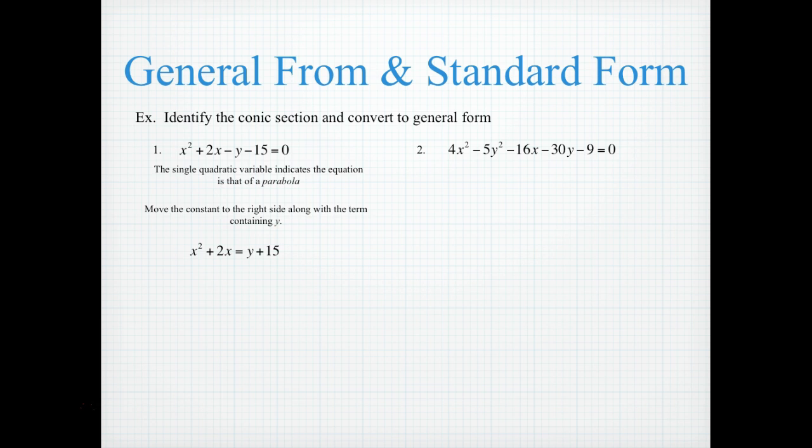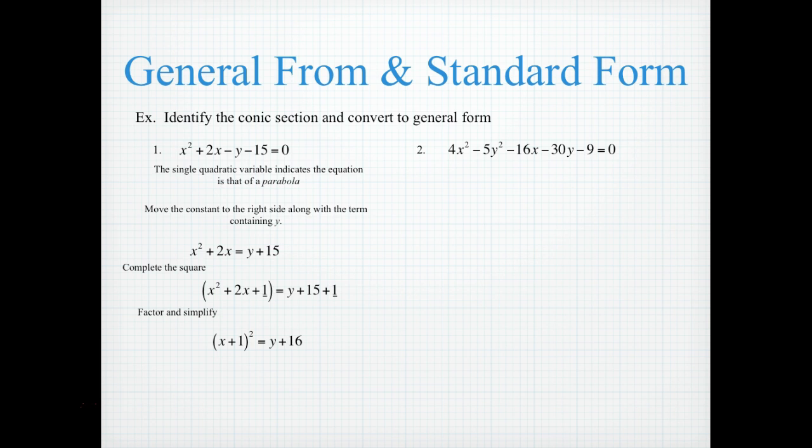x squared plus 2x equals y plus 15. Now I'm focused on the left side of the equation here, and I'm going to complete the square in terms of x. So in order to do so, I have to add 1 to both sides. Once I've completed the square, I can factor and simplify.